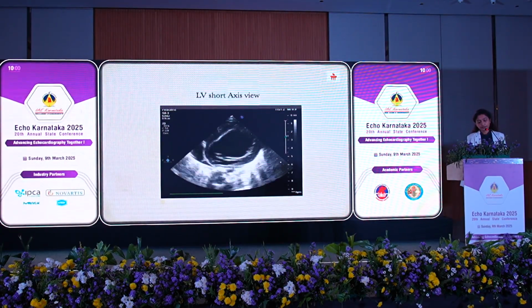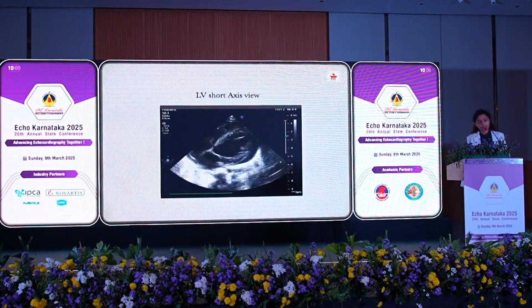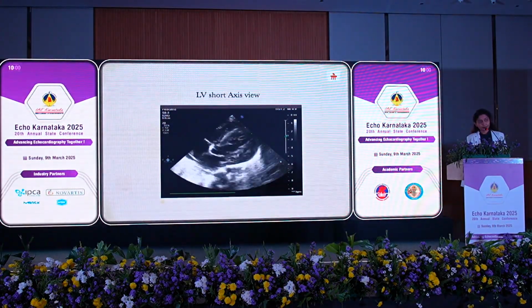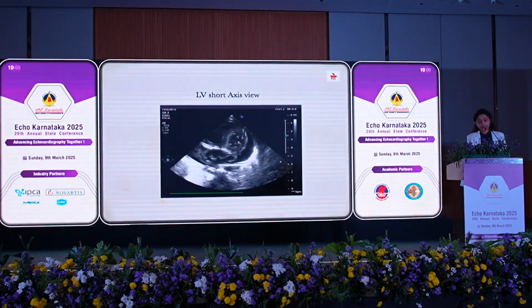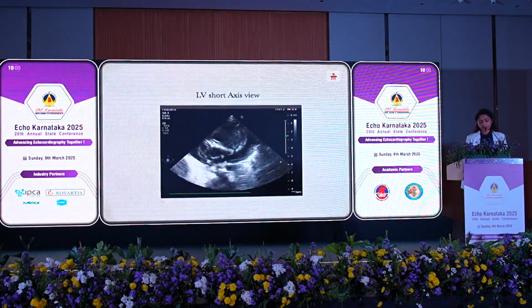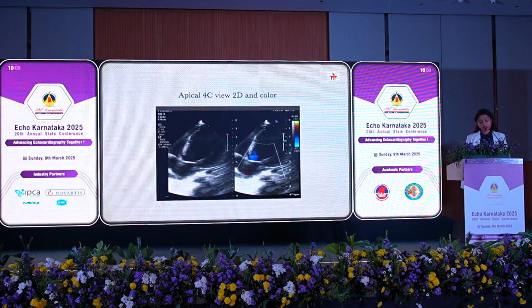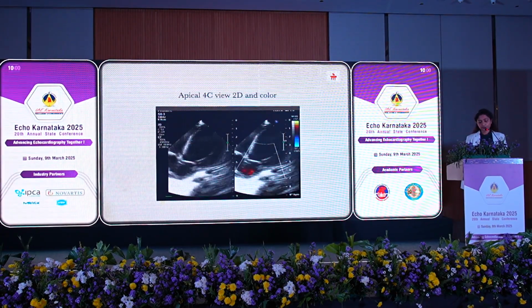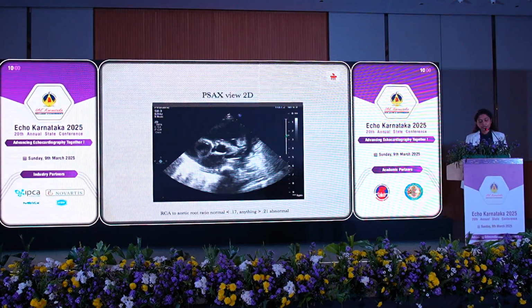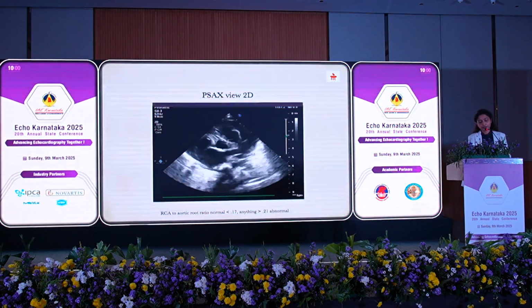And also we see that the left ventricular papillary muscle and the chordae tendineae are quite hyperechoic, and these suggest ischemia of whatever the cause. On further imaging, there was also mitral regurgitation noted on color Doppler. And this is the parasternal short axis view.